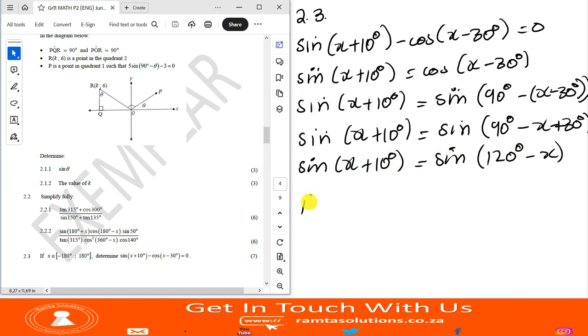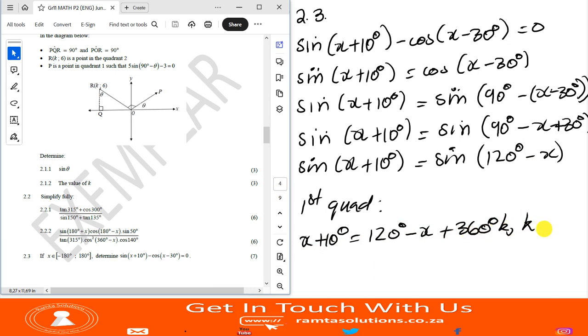So where is sine positive? In the first quadrant. Take this one as a reference angle. So we have x plus 10 degrees equals 120 degrees minus x plus 360 degrees k, where k is an element of an integer. Now, x, you must go the other side, so you will have 2x, and then 10, you must go that side. So 120 minus 10 will be 110 degrees plus 360 degrees k.